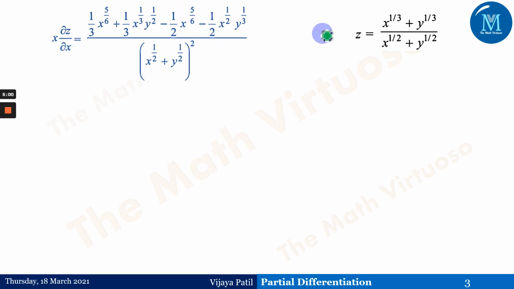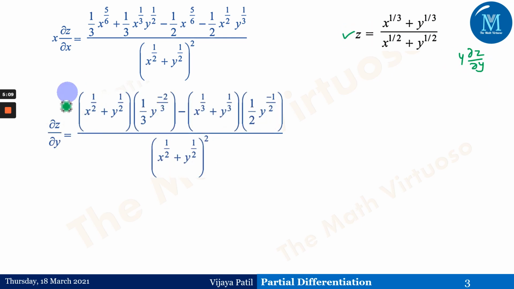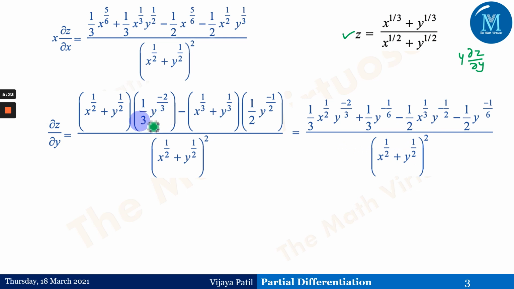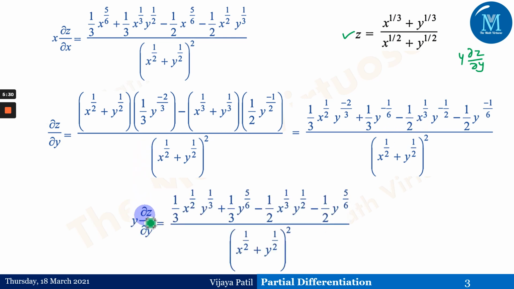Now we have to find out y into ∂z/∂y, right? And for that reason we need ∂z/∂y. So this is what z is. Therefore ∂z/∂y would be the differentiation of the same function z with respect to y partially. So at that time x would be constant. So the u into v rule will be applicable, and this equals this just by multiplication, using the law of indices. This would be this over here. Then after multiplying with y, you will get this.